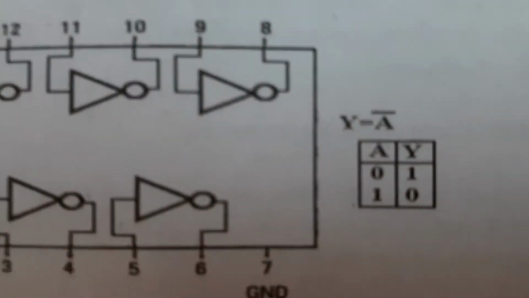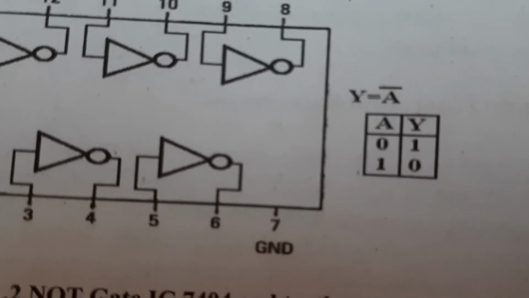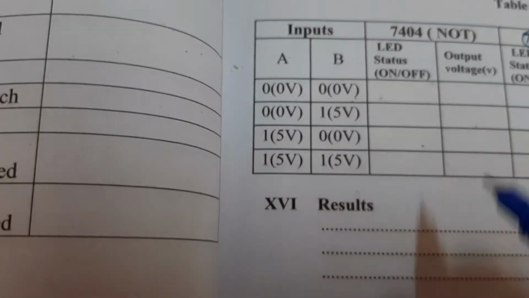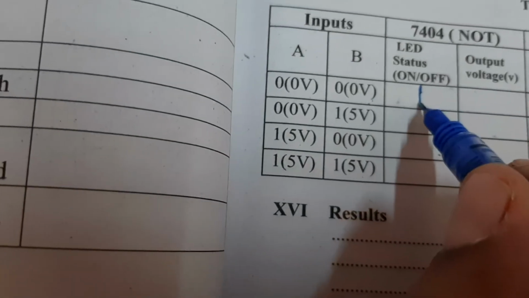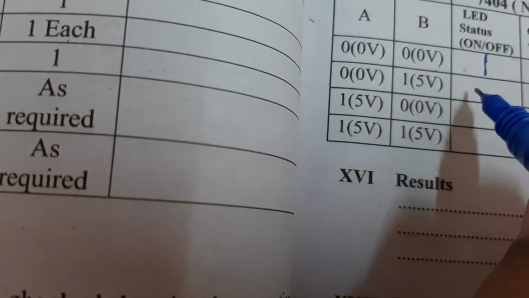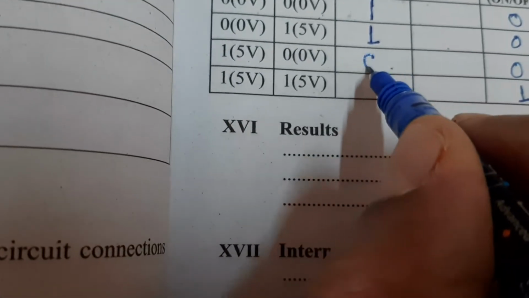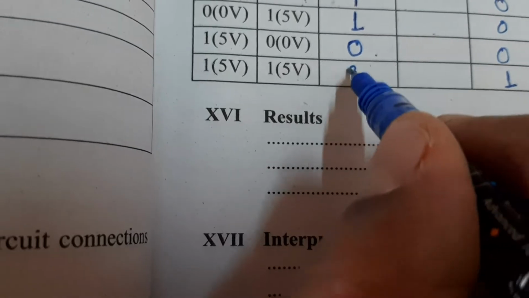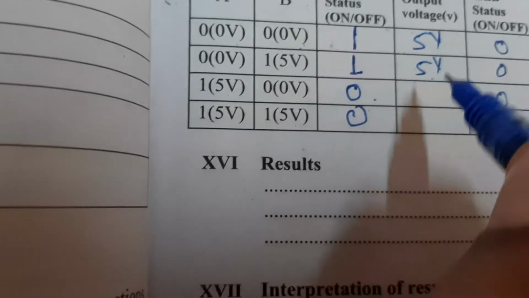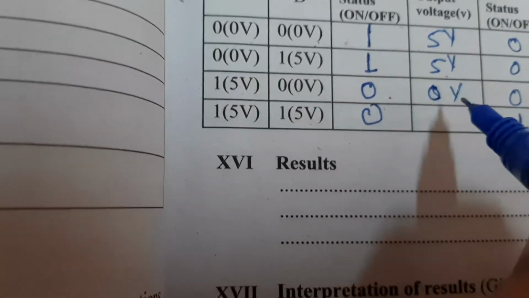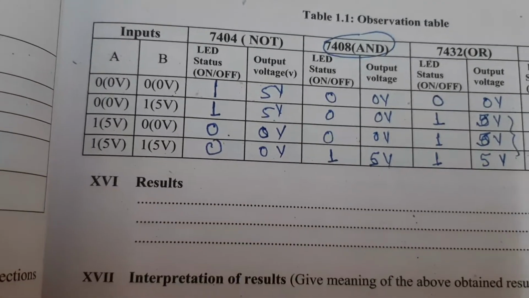So, the truth table can be seen here. Y is equal to A bar. Whenever A is 0, Y is 1. Whenever A is 1, Y is 0. In this table, we have given only A. Whenever A is 0, the LED would be on, and whenever A is 1, the LED would be off. So, here we have 5 volt, 5 volt, 0 volt and 0 volt. This is the very simplest IC, only one input and only one output.